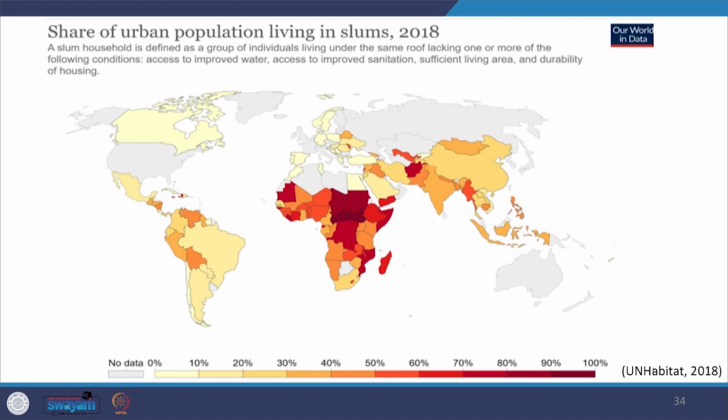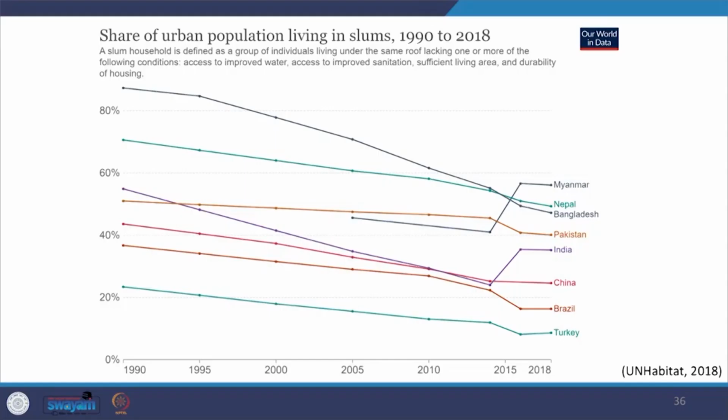As per the UN report of the Secretary-General of 2021, the number of slum dwellers has continued to grow over the years, exceeding 1 billion in 2018. Slum dwellers are most prevalent in the three regions of Eastern and Southeastern Asia, Sub-Saharan Africa, and Central and Southern Asia. In this chart indicating temporal data from 1990 to 2018, you can see nearly 40% of the urban population lives in slums in India.